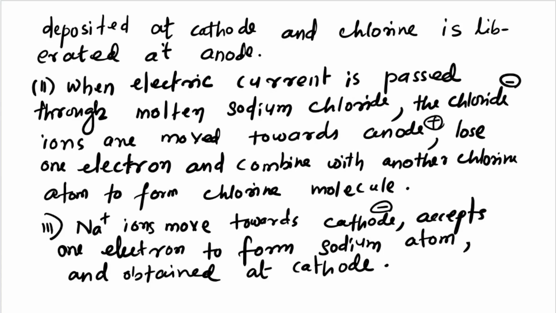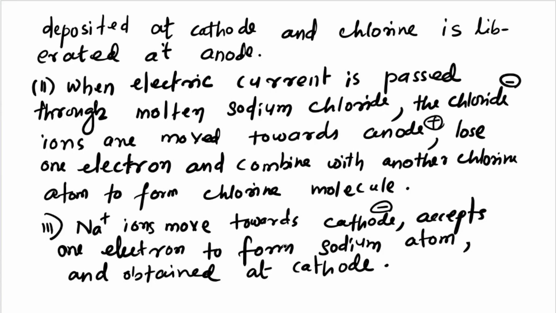When current is passed through molten sodium chloride, it changes to Na+ and Cl-, where Cl- is chloride and Na+ is the positive ion. Since chloride is a negative ion, it moves towards the anode, which is positive. Chloride loses one electron and combines with another chlorine atom to form a chlorine molecule.